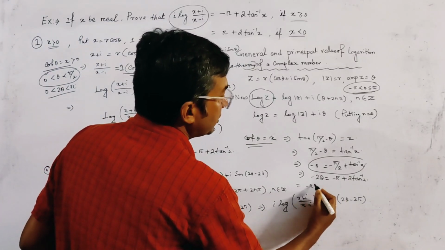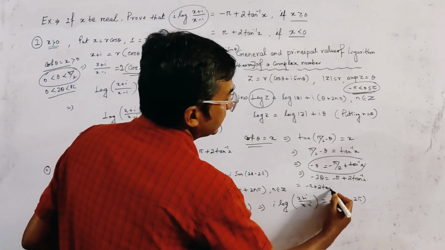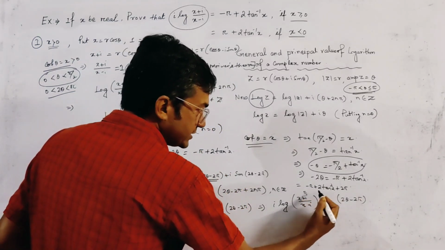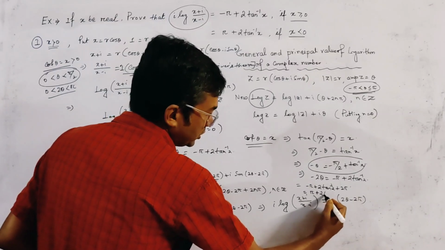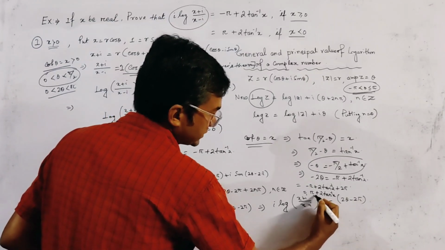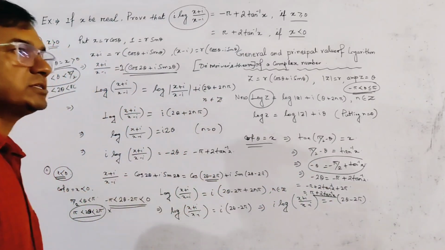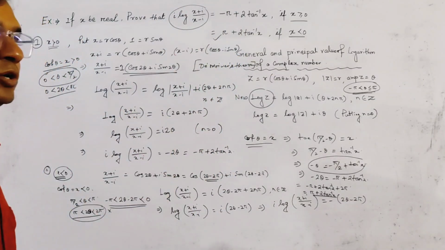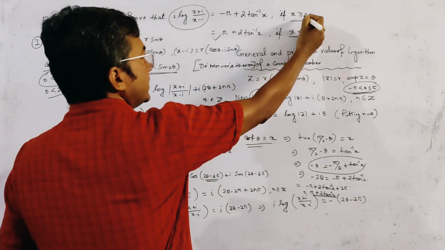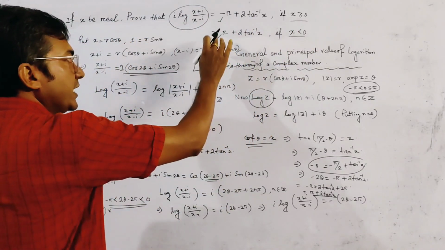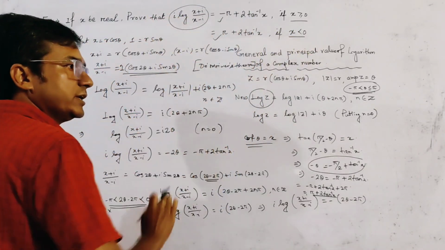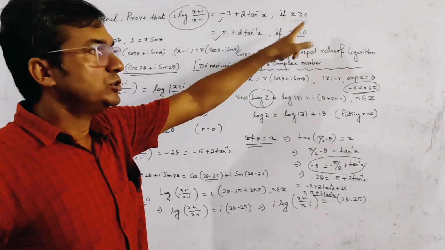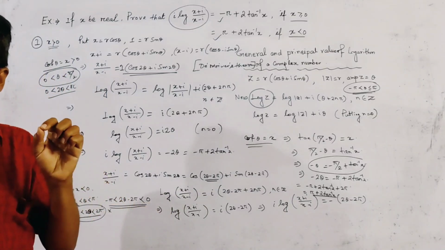We get the result −π + 2 tan⁻¹x + 2π, and clearly the result is π + 2 tan⁻¹x. Clearly this is the second result. So we have proved that if x > 0 this is the first result, and if x < 0 this is the second result. And one more result here is for x = 0, which we discuss in case 3.